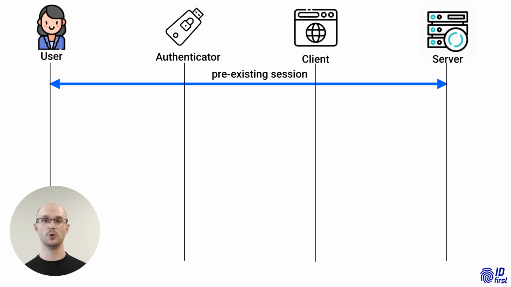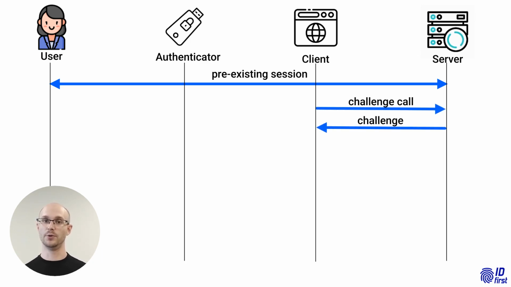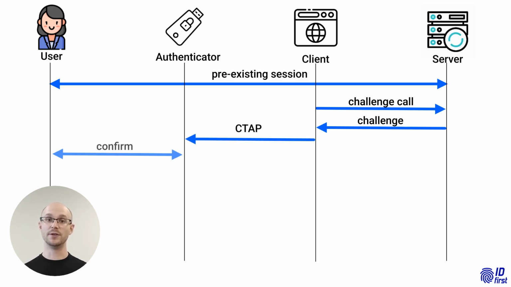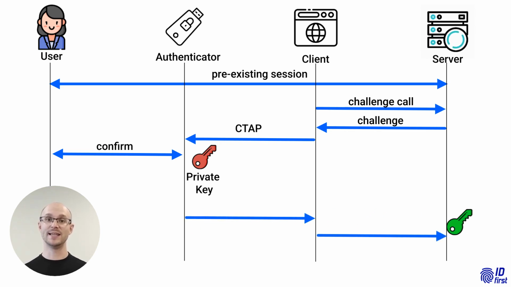This action triggers a call to the server to get a challenge. Then the website calls the WebAuthn API in the browser, which translates this into a CTAP request and sends it to the authenticator. The user then interacts with the authenticator to allow registration. The authenticator generates a key pair, storing the private key and sending the public key back to the server. Thanks to the pre-existing session, the public key is linked with the user's identity.